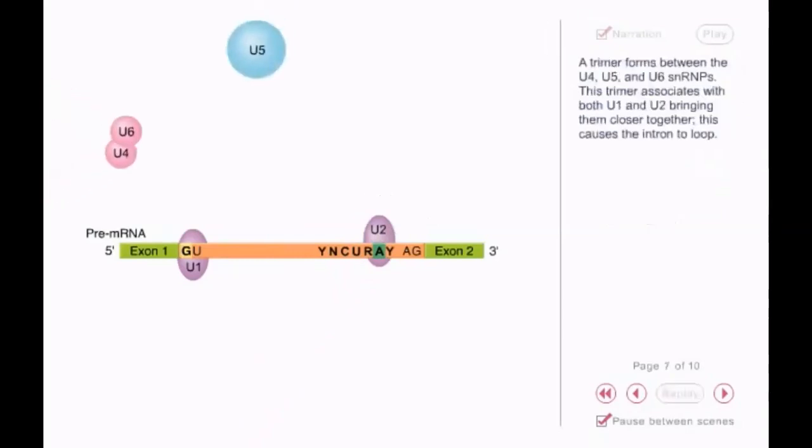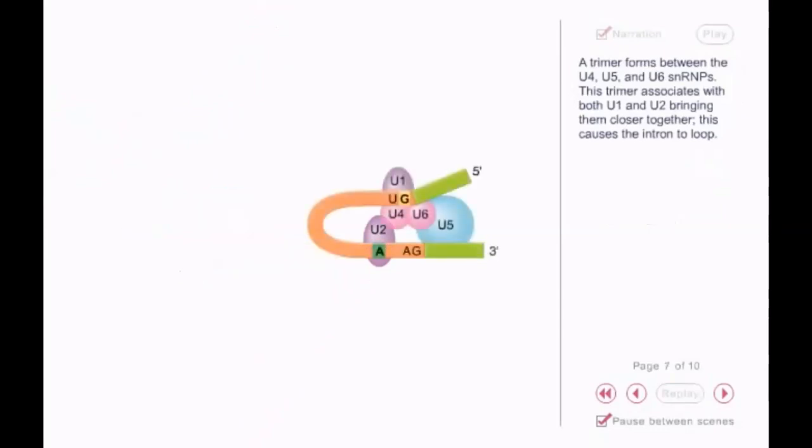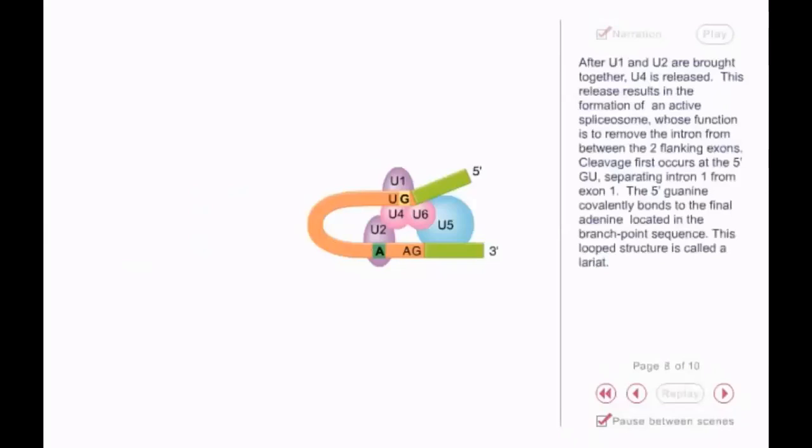A trimer forms between the U4, U5, and U6 SNRPs. This trimer associates with both U1 and U2, bringing them closer together. This causes the intron to loop. After U1 and U2 are brought together, U4 is released. This release results in the formation of an active spliceosome, whose function is to remove the intron from between the two flanking exons.